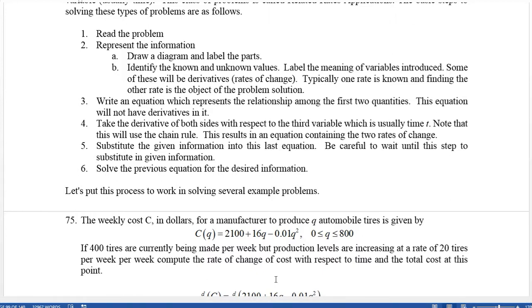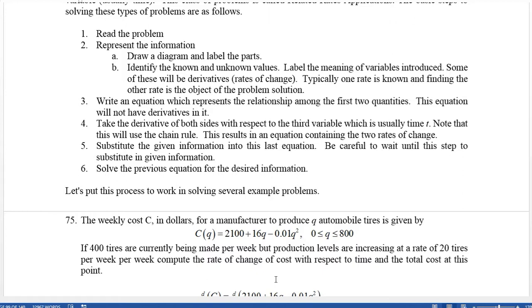So the weekly cost, C, in dollars for a manufacturer to produce Q automobile tires is, say, approximated well by this quadratic polynomial function: C of Q equals 2,100 plus 16Q minus 0.01 Q squared. And at least for Q's going from 0 to 800, this is a pretty good model.